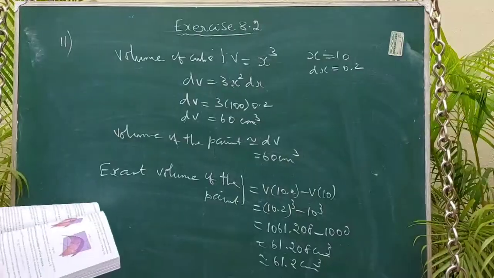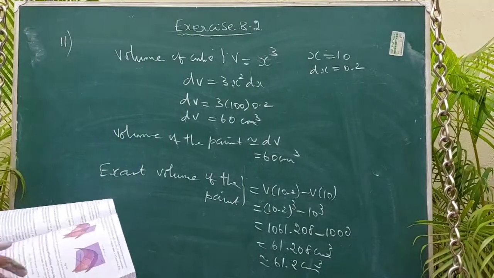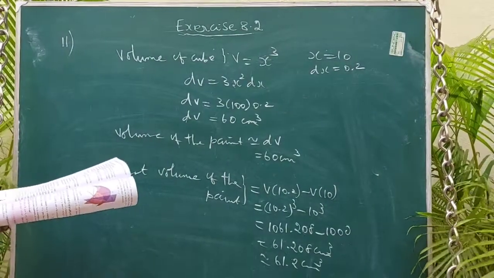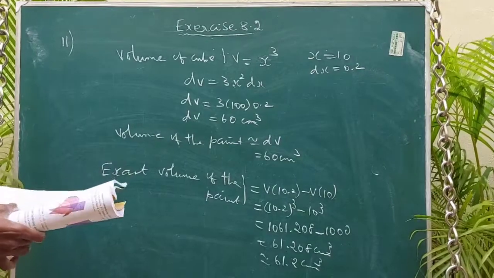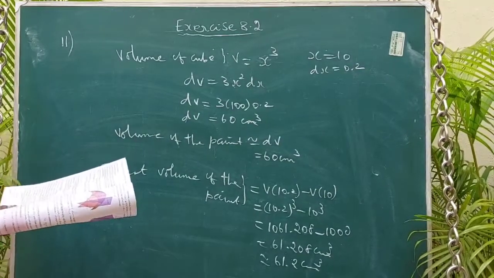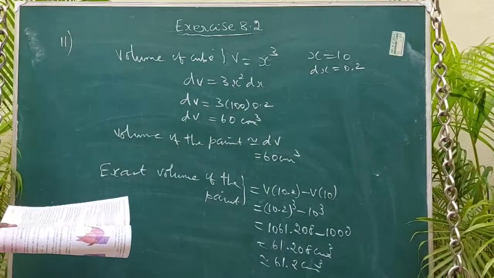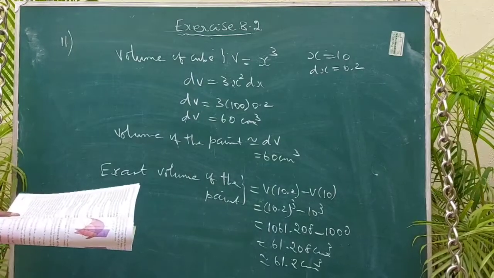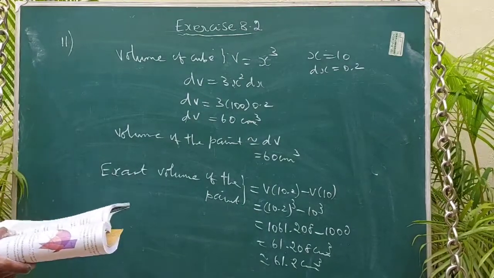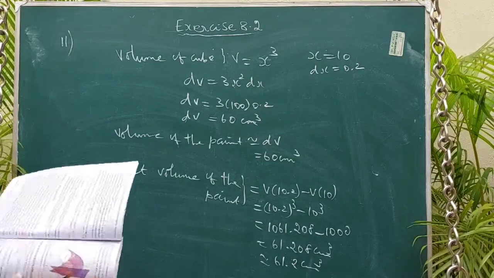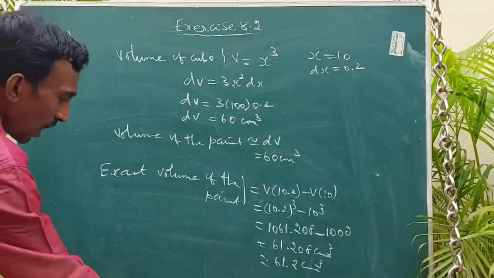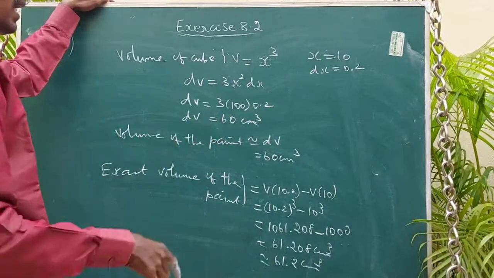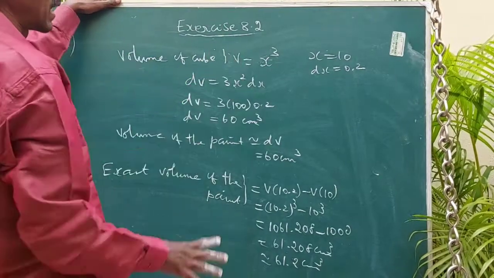The last question, the 11th question in exercise 8.2. A coat of paint of thickness 0.2 centimeter is applied to the faces of a cube whose edge is 10 centimeters. Use the differential to find approximately how many cubic centimeters of paint is used to paint this cube. Also calculate the exact amount of paint used. So consider the volume of the cube. Let x be the edge of the cube.